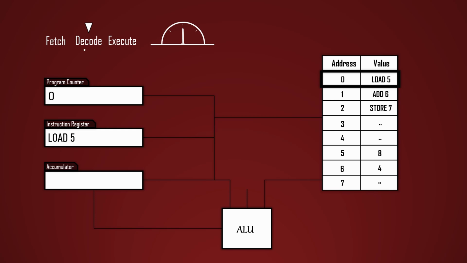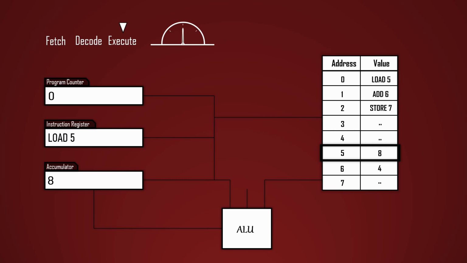Each instruction is made up of two parts. The first part tells the processor what operation to do, and the second part tells the address of data on which this operation must be done. Next, the execute phase begins. In this phase, the processor executes the instruction present in the instruction register. The current instruction is load 5. So the processor loads the data present at address 5 in the RAM into the accumulator. Now that's the end of the first instruction cycle.